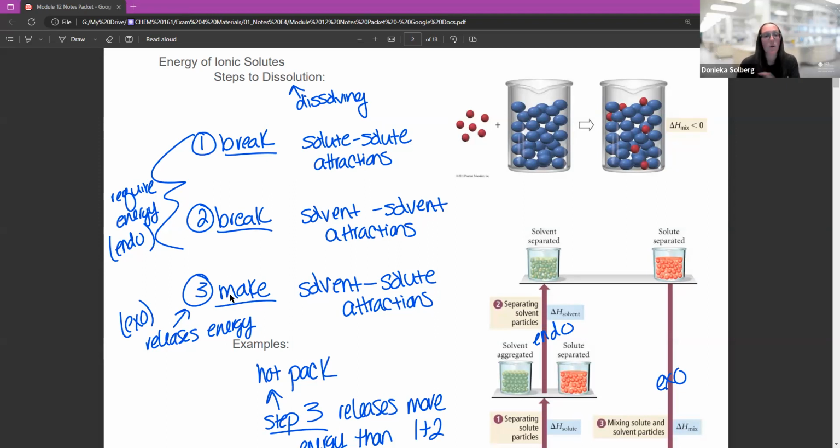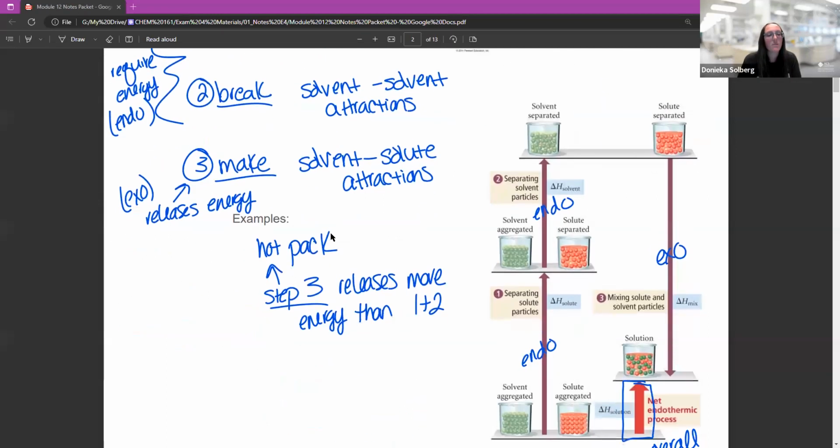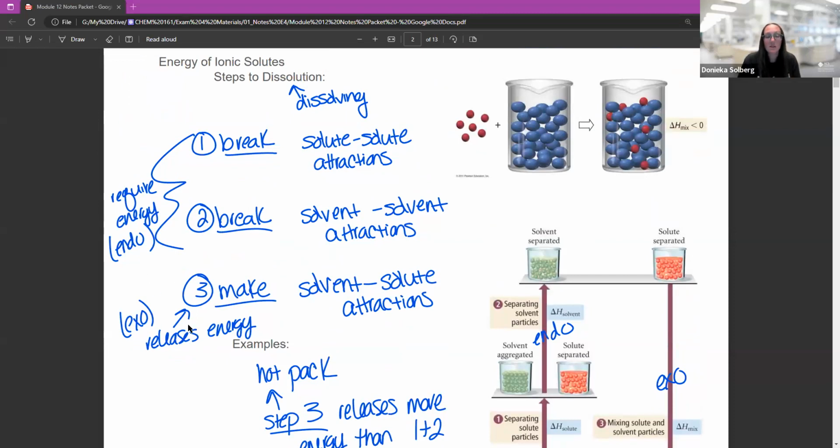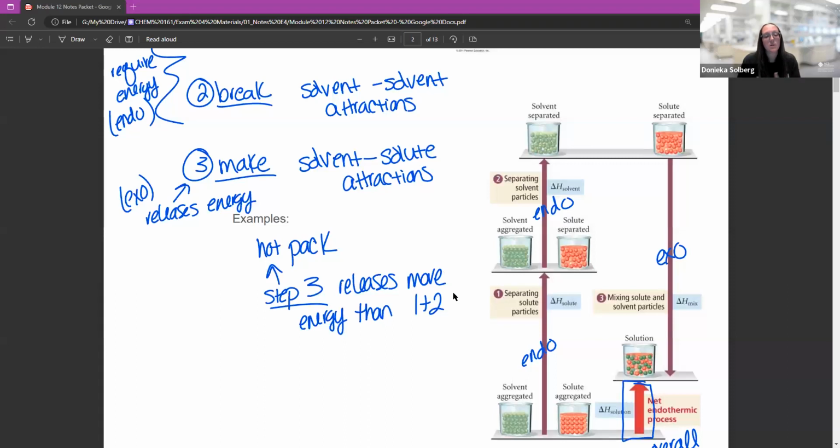Again, that balance, how big endothermic or exothermic they are, how much energy, is going to determine overall if it's endothermic or exothermic. So I mentioned a hot pack earlier. If it's a hot pack, that means it's going to be exothermic overall. So that must mean that step 3, the only exothermic one, releases more energy than was required to break up these solutions. Okay, so step 3 would release more energy than 1 and 2 require. So again, whichever one wins out.